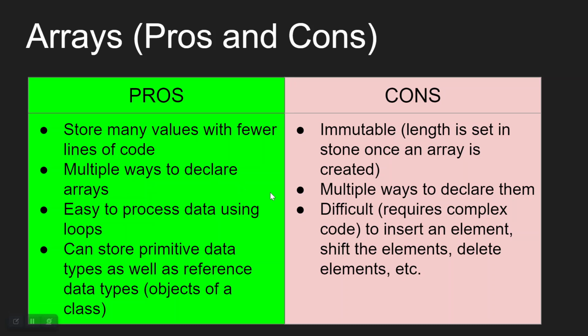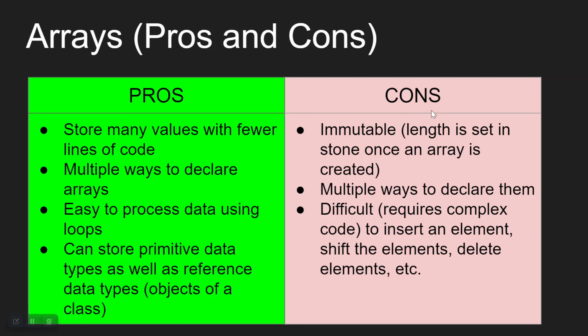It's easy to process data using loops. Once you have an array created, and as long as you're familiar with loops, then it's pretty easy to go through and do what you want to do. And the other nice thing about arrays is they can store primitive data types as well as reference data types. So you can have an array of ints, booleans, and doubles, but you can also have an array of strings. You can also have an array of objects of a class. So any class that you create, you can store different objects of them in an array. So arrays are flexible with that, which is kind of nice.